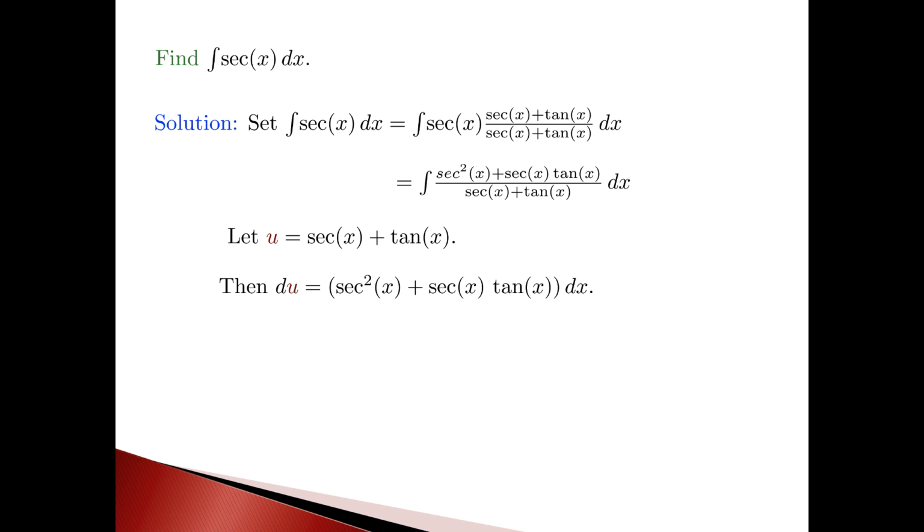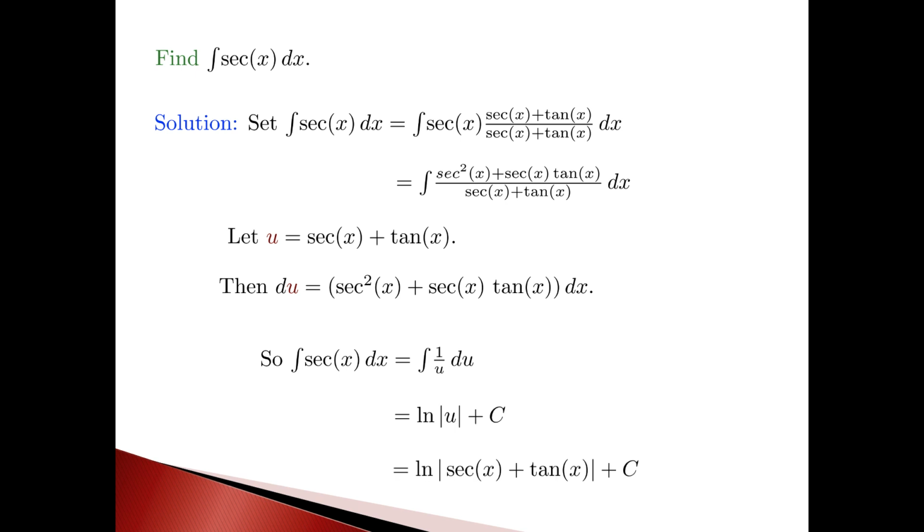But the numerator is exactly the derivative of the denominator, which means if I do u substitution, I just have 1 over u du to integrate, which means I have log of absolute value of u. That's awesome. That gives me log of absolute value of secant plus tangent, of course, plus c.